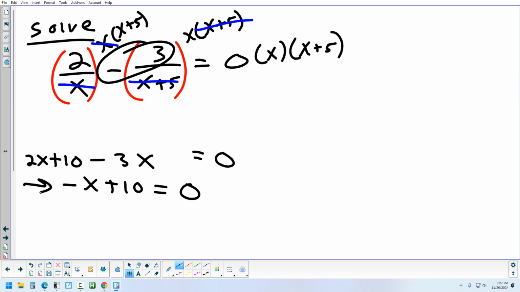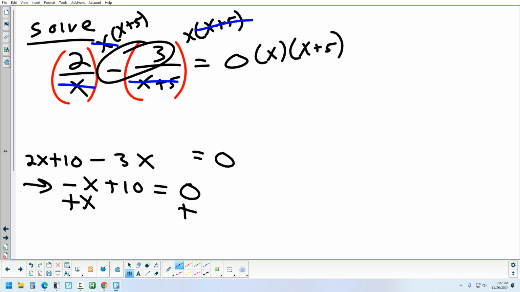The goal is to get x alone. Excellent, okay. Yeah, you want to get the variable by itself. So what's some way you could get the variable by itself in one step? Add x to both sides.